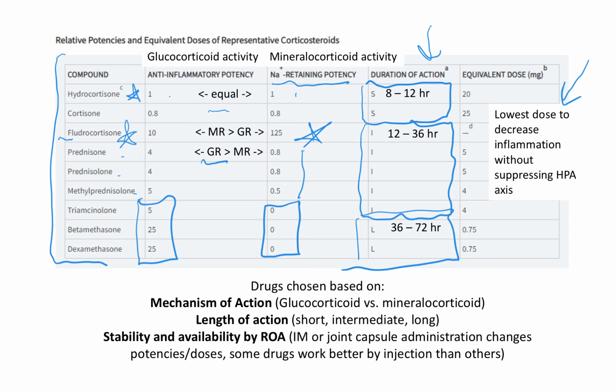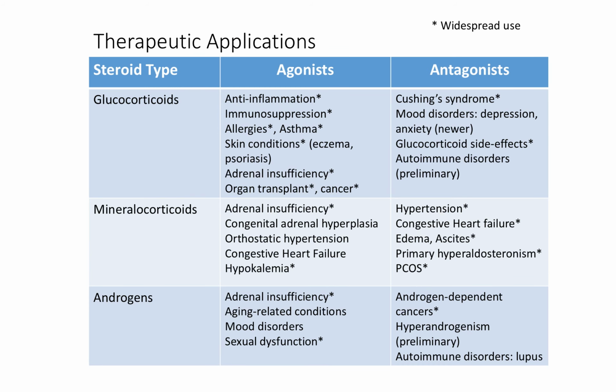So those are some generalities about these medications and how we classify them. You want to keep in mind the mechanism of action, how long it acts, and its ability to be given in different formulations. Some of these drugs work better when injected, and some of them work better when oral. There are so many different applications of drugs in this class. They can either be drugs that increase activity and work in an agonist fashion as one of these substances, or they can inhibit or block function of these substances.